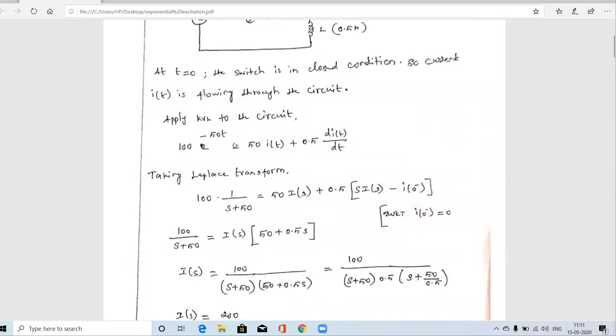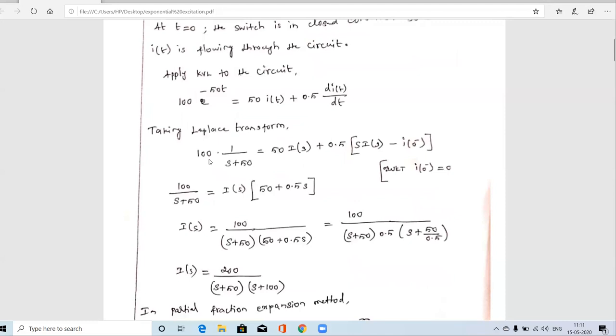What is the Laplace transform of e power minus at? You know that for the time exponential signal e power minus at, the Laplace transform is 1 by s plus a. Here in the place of a, we have 50. So the Laplace transform of e power minus 50t is 1 divided by s plus 50. This is equal to 50 times the Laplace transform of the signal i of t, which is capital I of s, plus this constant 0.5.